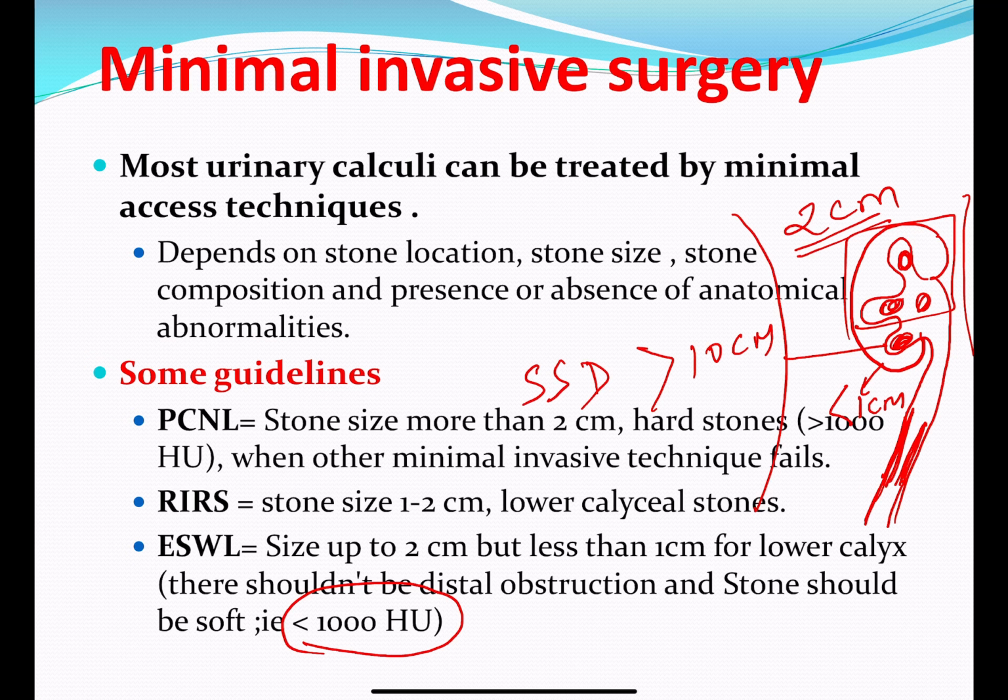So PCNL is for large and hard stones, and when other techniques fail, RIRS is in between. ESWL can be done up to 2 centimeter, but a lower calyx stone we cannot do if it is more than 1 centimeter, because the fragments of stone will stay in the lower calyx. It is difficult for them to come down, because the lower calyx is a dependent part. So if you break the bigger stone, it will stay here and is difficult to come out. That's why we don't do that.